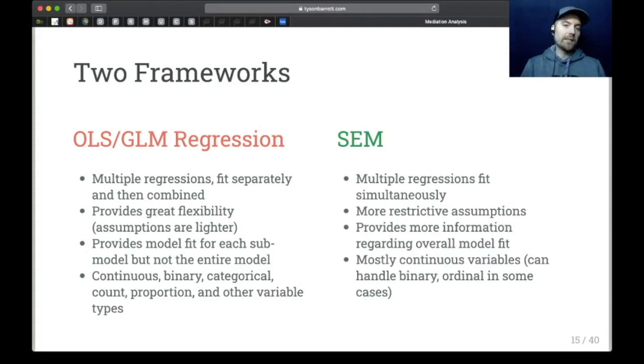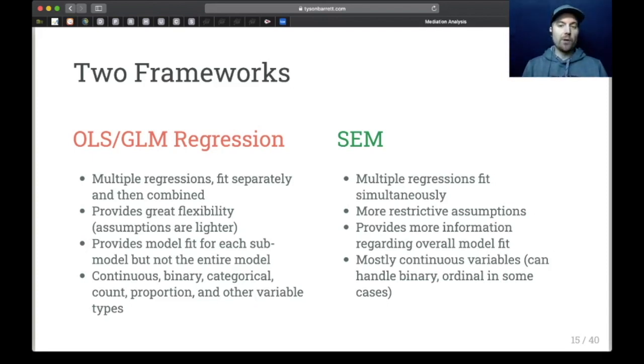When it comes to OLS and GLM regression, you're fitting multiple regressions fit separately and then combined together. And it provides great flexibility. The assumptions are generally lighter overall than SEM. Provides model fit for each submodel, but not the entire model. And you can have continuous, binary, categorical, count, proportion, and other variable types in there, just like you can with GLMs.